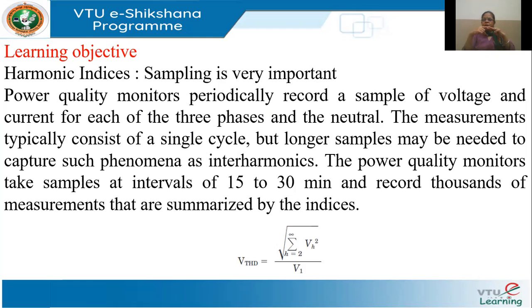Supposing I have three industries, there is no need for me to monitor them continuously because they will have the same type of loads. I will monitor them periodically, maybe every 15 minutes or every half an hour. Half an hour is good enough. Now suppose I find the harmonics suddenly become high between 2 p.m. and 4 p.m. I'm not going to monitor at every minute; around that time it becomes high.